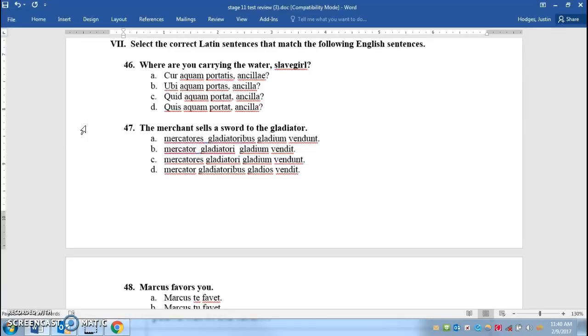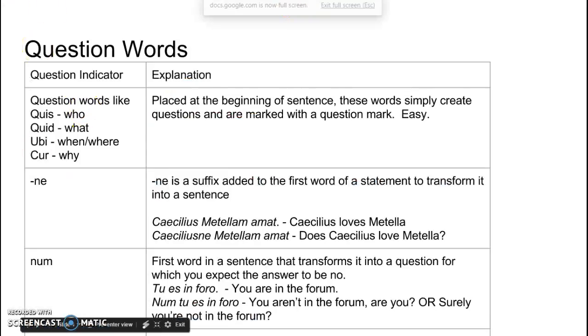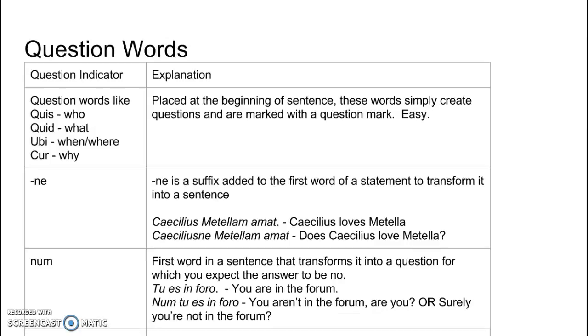So this one, number 46, is actually pretty simple. If you just look at the first word in the sentence and you know your question words, which let us review real quick. Question words from this chapter. There are 10 questions about this on the test. We know 3 question indicators in particular, and also that basic English question marks make questions.